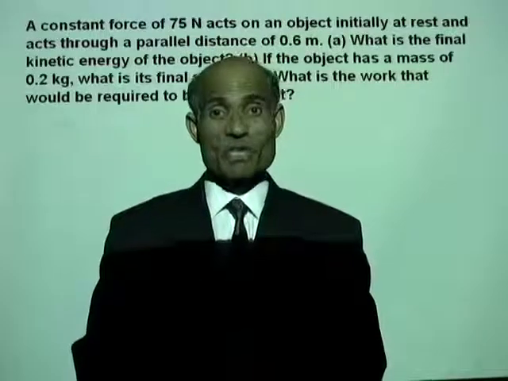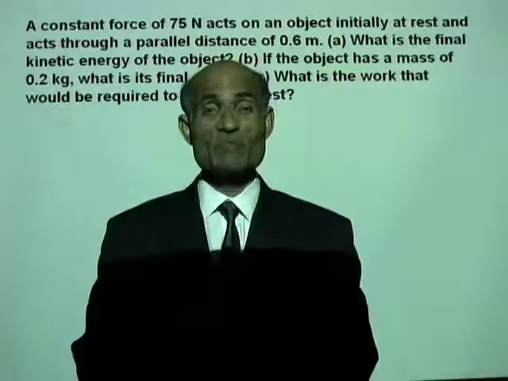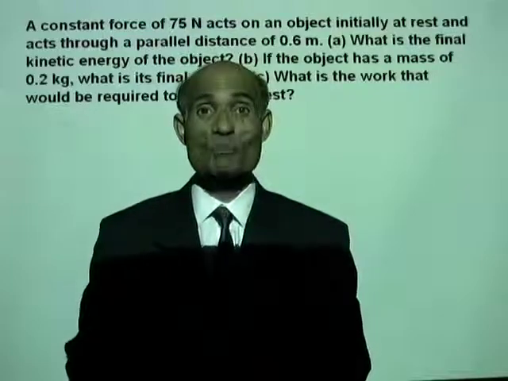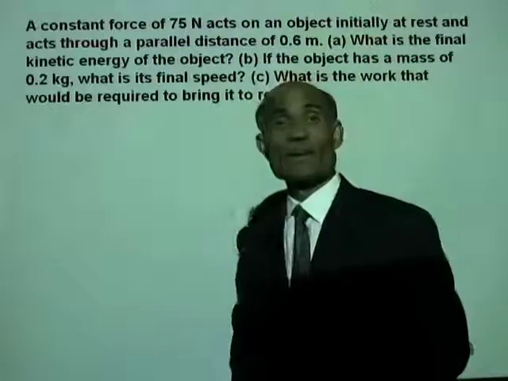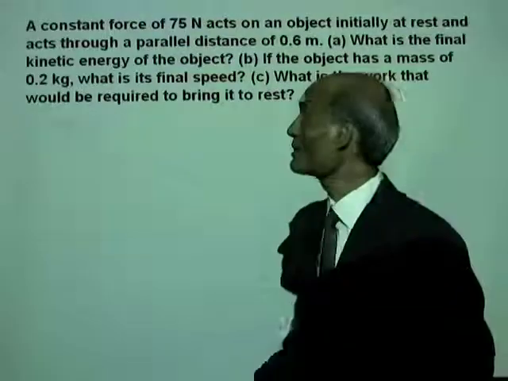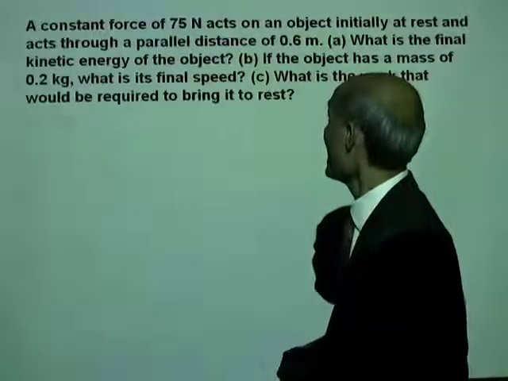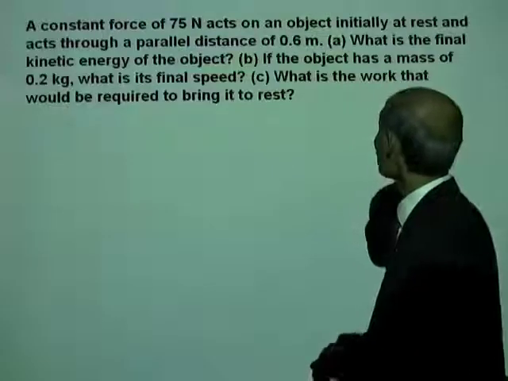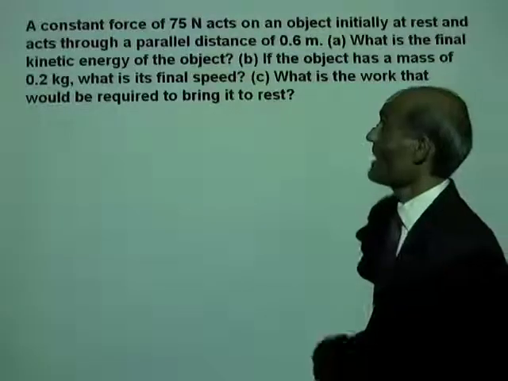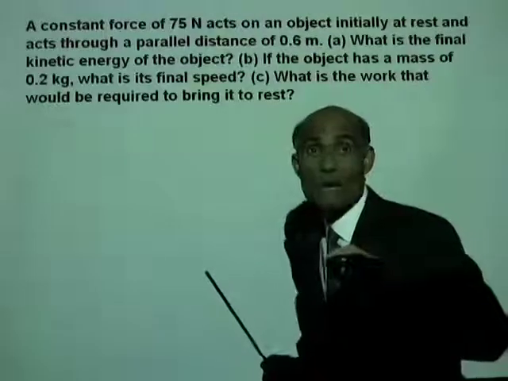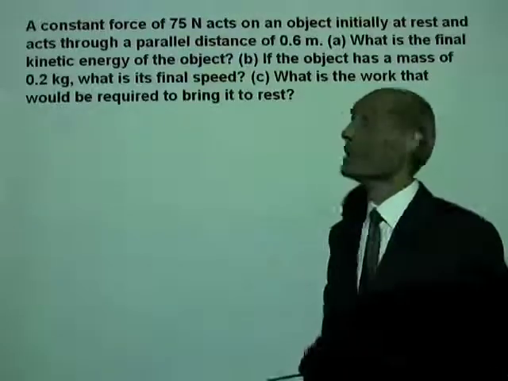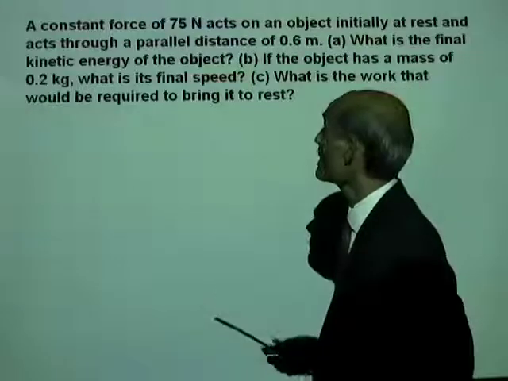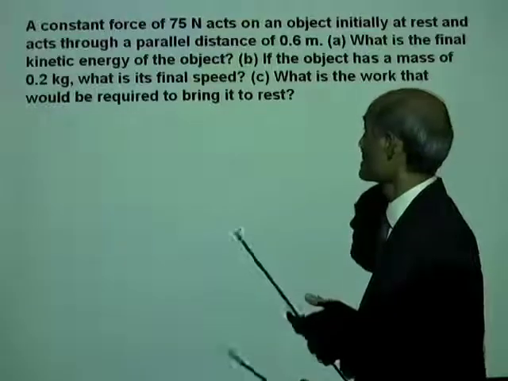We will now use the concepts of energy that we developed earlier to solve problems. Let's start with this problem. A constant force of 75 Newton acts on an object initially at rest and acts through a parallel distance of 0.6 meter. What is the final kinetic energy of the object?